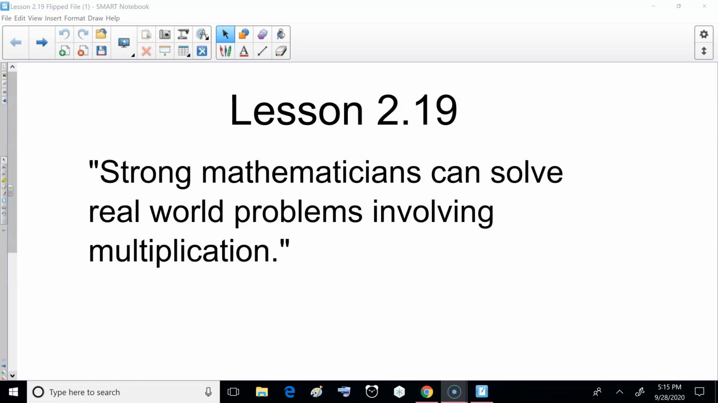Strong mathematicians can solve real-world problems involving multiplication. We've reached it, we've made it to the end of the multiplication unit. Just some final practice before we take that unit test. So grab your pen, grab your pencil, grab your notebook, grab your favorite cookie, I don't know, go for it. Grab a few things and let's get started with today's lesson.